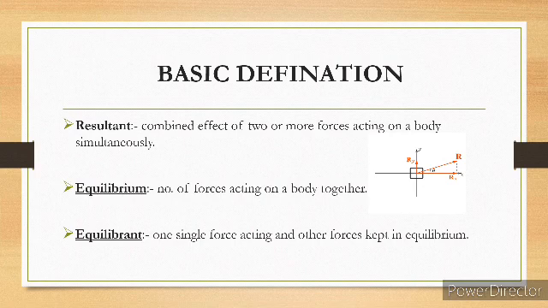Here comes the equilibrium: one single force acting and the other forces kept in equilibrium. This means that of many forces, only one single force is acting on a body, and all other forces will be kept in equilibrium, in this condition of forces. What conditions have to be satisfied for this equilibrium, I'll be telling in the further slides.